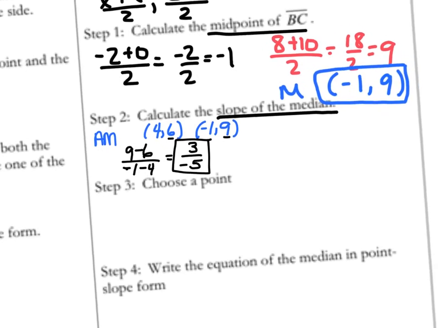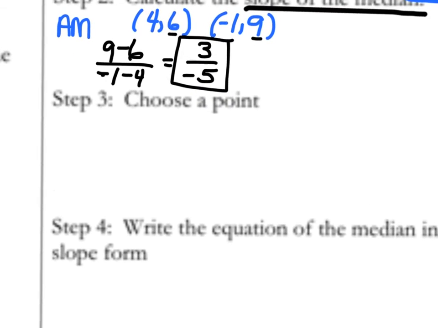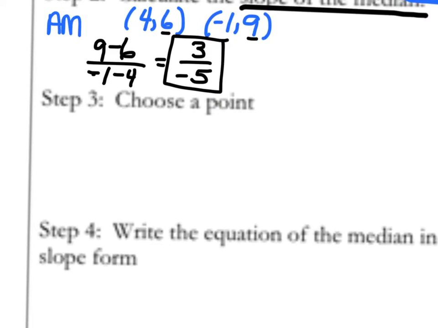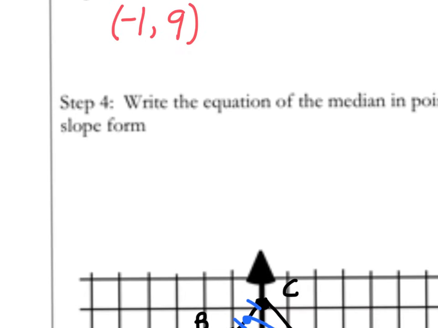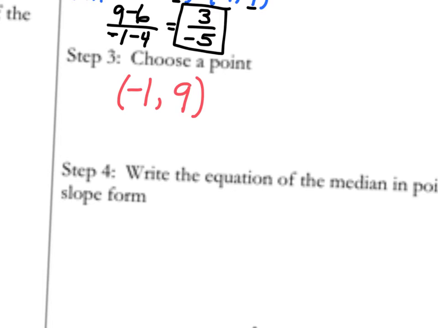Now it says to choose a point. I always play it safe and I always choose the midpoint because I know that needs to go through the midpoint. And last it says to write the equation. What am I writing the equation with, you guys? I'm writing it with my slope and I'm writing it with the midpoint.